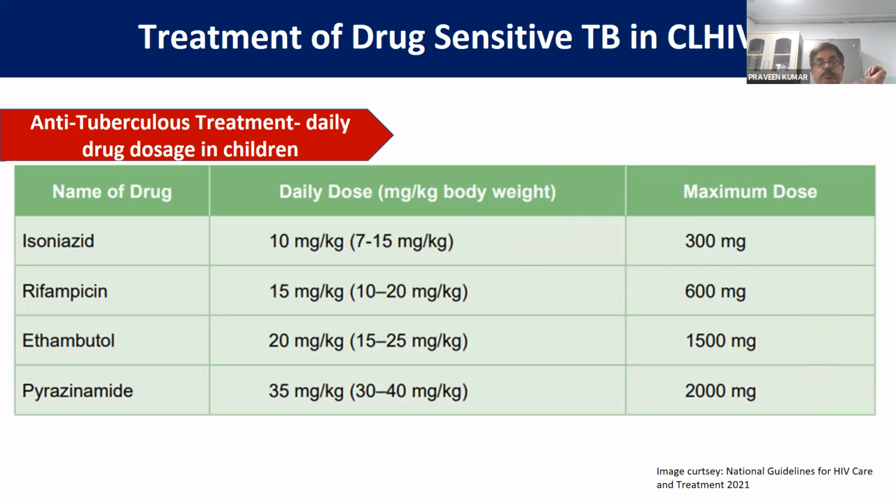It's recommended to put them on daily drug doses. If you are giving INH, then you will use 10 milligram per kg of this. The maximum dose for INH is 300. For rifampicin, you will give 15 milligram per kg, in the range of 10 to 20. The maximum dose is 600. For ethambutol, 15 to 20 is the range, 1500 is the maximum dose, and for pyrazinamide 35 is the range.